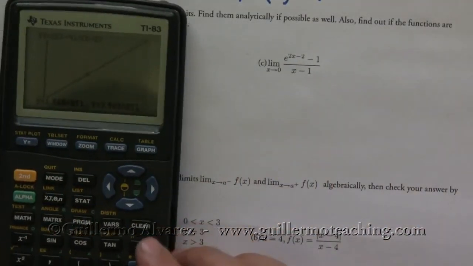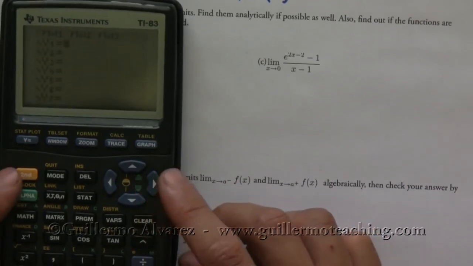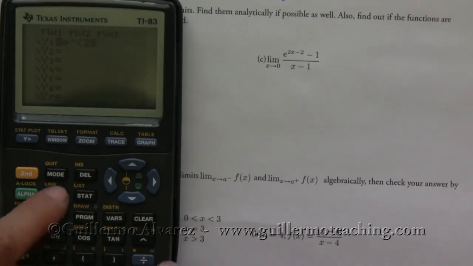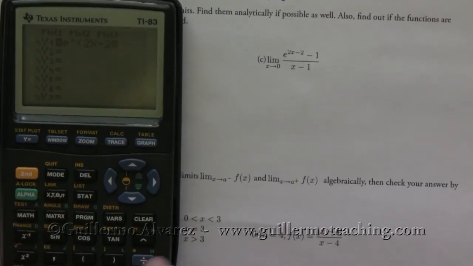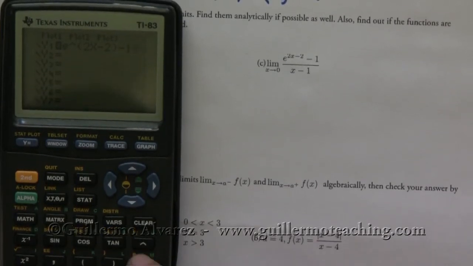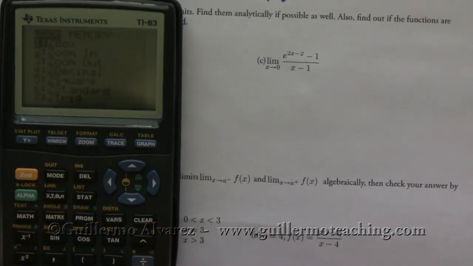Let's try this last one that we have here. We have e to the 2x minus 2 minus 1 divided by x minus 1. Zoom, standard.